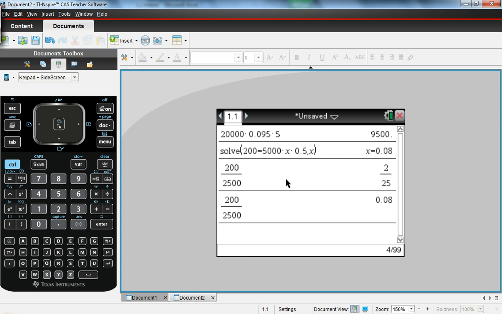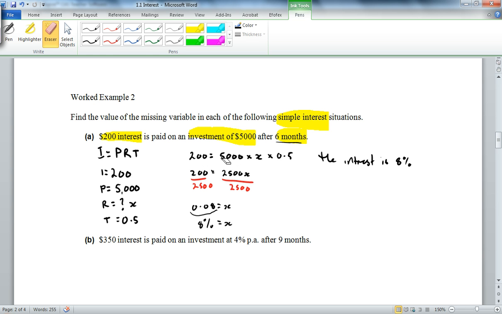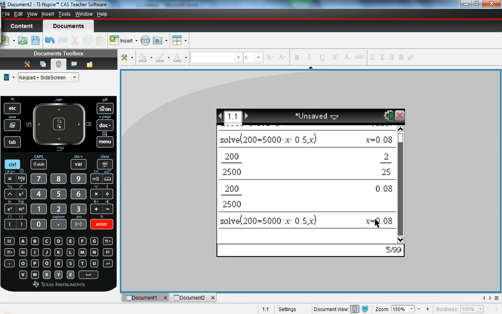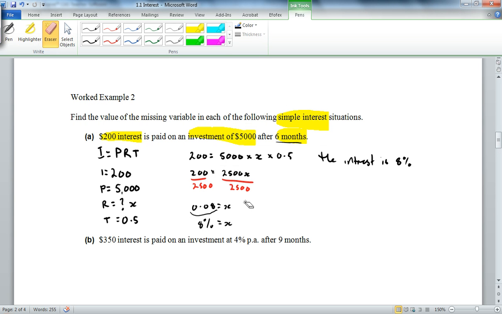Let's do it again. So I'm going to type solve, alright, and I'm going to type in 200 equals 5,000, because this is what our equation says, 200 equals 5,000 times X times 0.5. Now that's not the end of this situation, you have to actually tell what you're solving it for. Alright, if I do that, bang, straight down to this step here, alright, and then we can just times it by 100 to convert it into percentage.